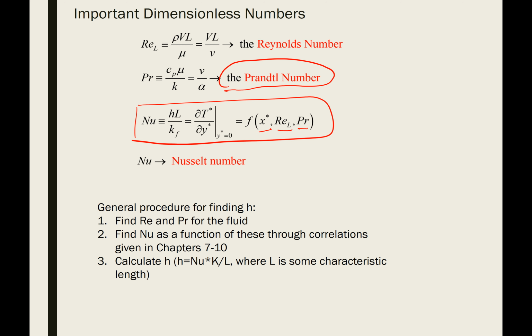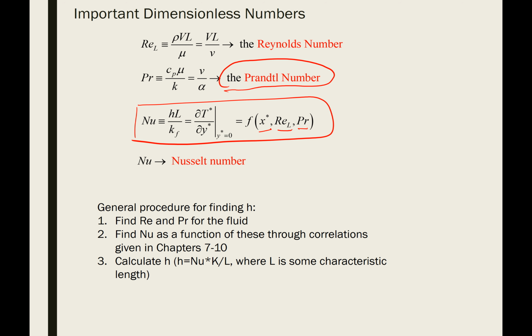So we'll go through this general procedure that you'll get very familiar with. The general procedure for finding our convective heat transfer coefficient, whether that's local or average: first, we're going to find the Reynolds number and the Prandtl number. Then we're going to look up the right correlation to find our Nusselt number. And then we're going to back calculate to get h by undoing that relationship and saying that h is equal to our Nusselt number times the thermal conductivity over L, where L is some characteristic dimension. Yeah?